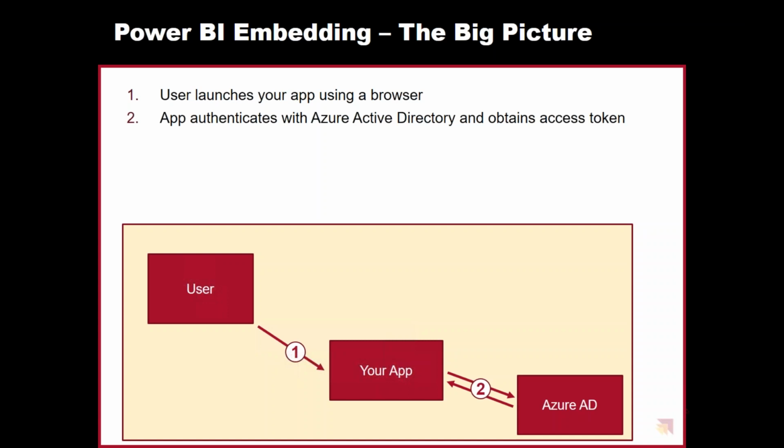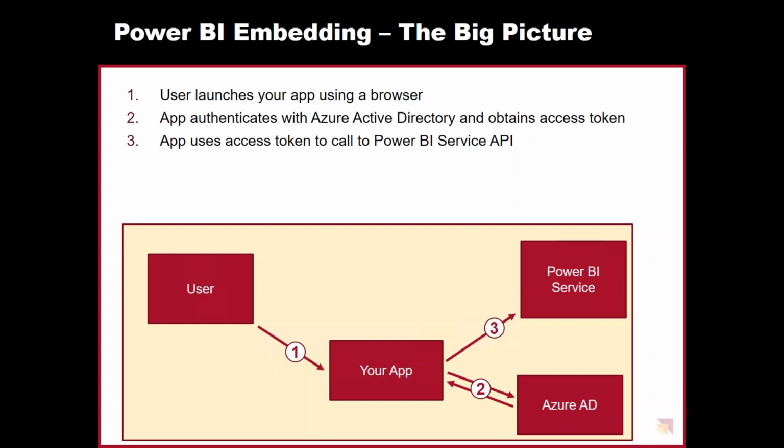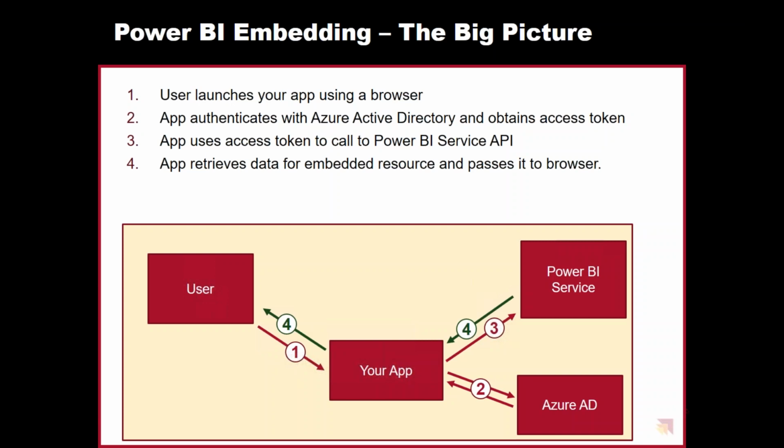Once your application has the access token, it can then use that access token to make calls into the Power BI service. Now, once you're able to call into the Power BI service, you're able to get out data that's required for doing the embedding. So step number 4 is get the information we need to embed a report, pull it back from the service into your app in the middle tier, and then push that same data back out behind the browser.